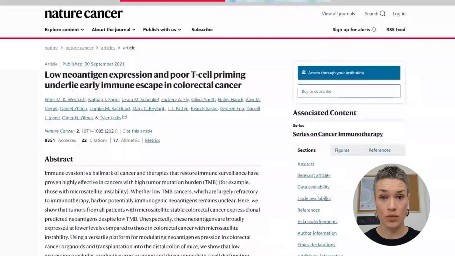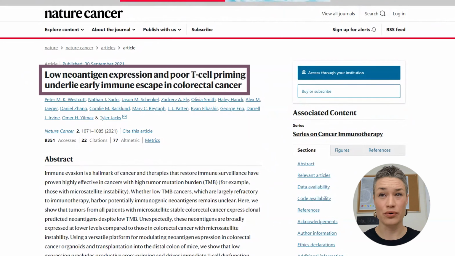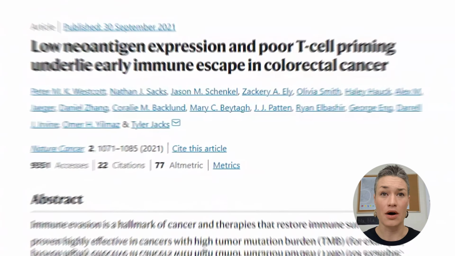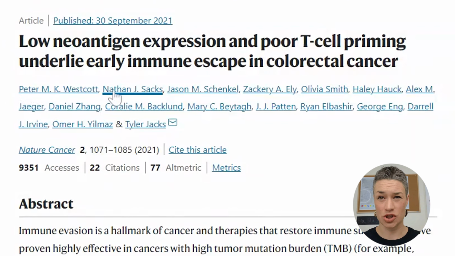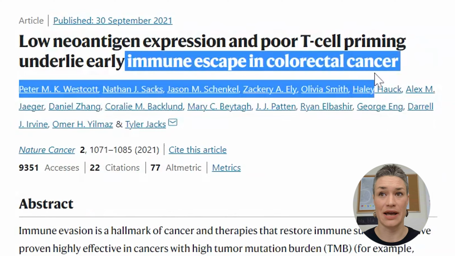So let's look at the paper where immune cell quantification was part of the bigger research. Here we are in Nature Cancer. This paper, Low Neoantigen Expression and Poor T-Cell Priming Underlie Early Immune Escape in Colorectal Cancer, authored by Peter, Nathan, Jason, Zachary, Olivia, Haley, Alex, Daniel, Coralie, Mary, JJ, Ryan, George, Daryl, Omer, and Taylor, is discussing what helps the tumor escape, immune escape, in colorectal cancer in this case.